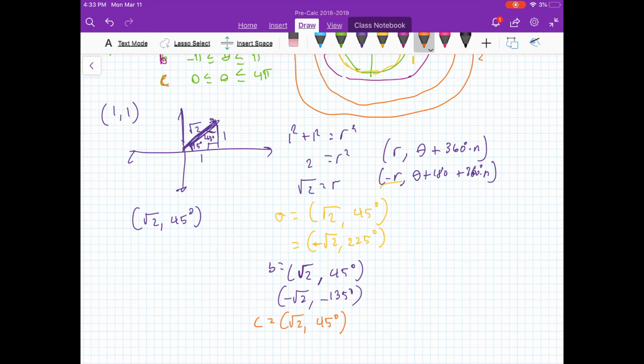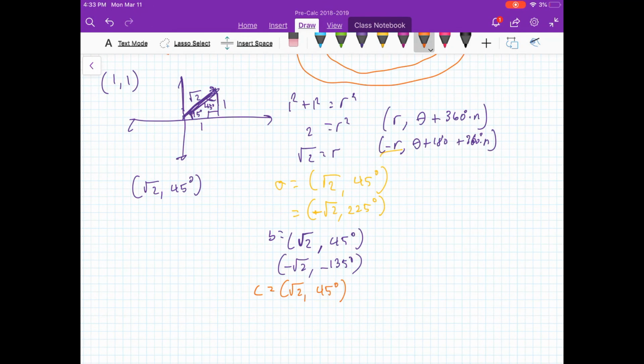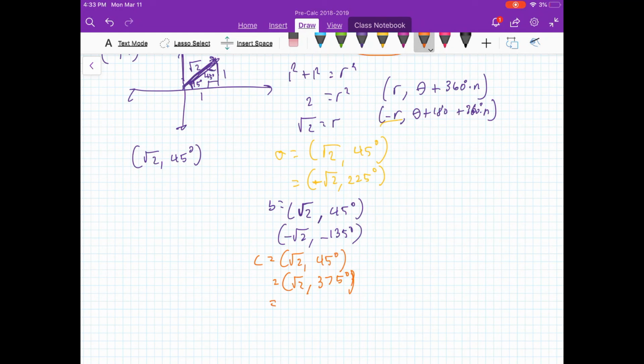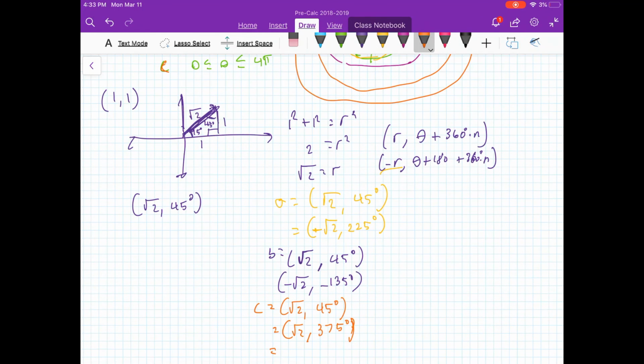I can add 360 degrees to that, and that'd still be within 4 pi. That'd be 45 degrees plus 2 pi, which is still within 4 pi. If I added 2 pi to this, or added 360 degrees to this, it also equals root 2, and then 45 plus 360, that'd be 375 degrees. If I added 2 pi again, another 360 degrees, that'd definitely be over 4 pi. I've already added 2 pi so far. So if I added 2 pi again, that'd be 4 pi plus 45 degrees. That's too far. So that's about as far as we can go for this first equation.